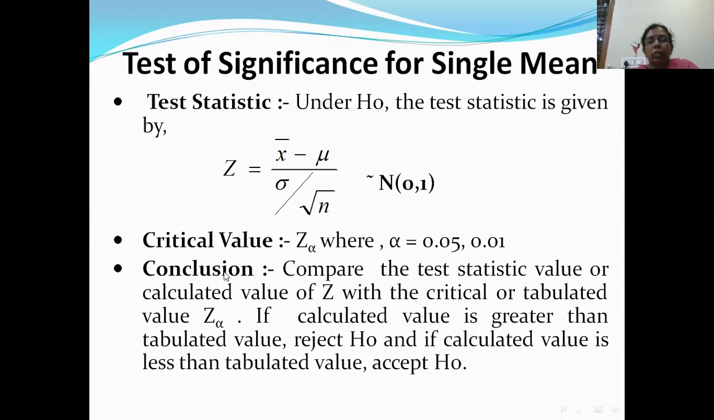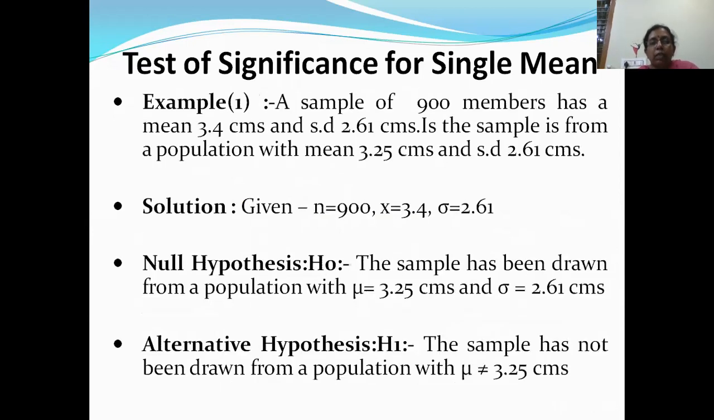Next step is the conclusion. Once we calculate this Z value using the test statistic, we have to compare it with this critical value Z alpha. If the calculated value Z is greater than the table value Z alpha, then H0 is rejected. And if the calculated value is less than the table value Z alpha, we accept H0. So this is the procedure for test of significance for single mean. We'll see one example.